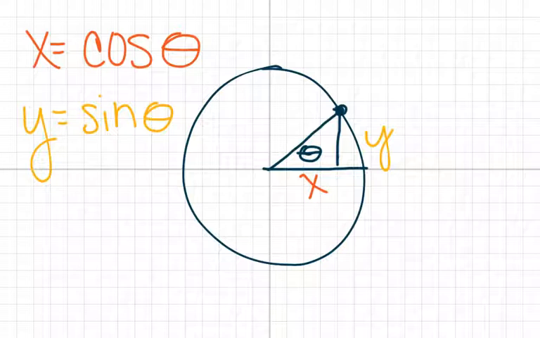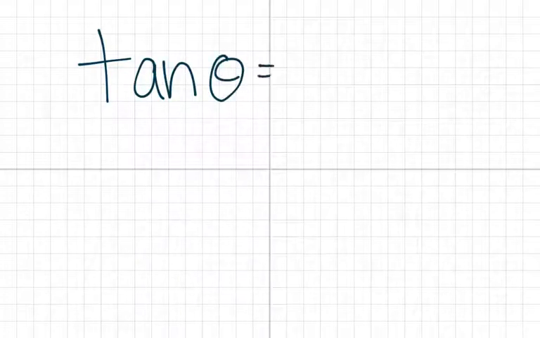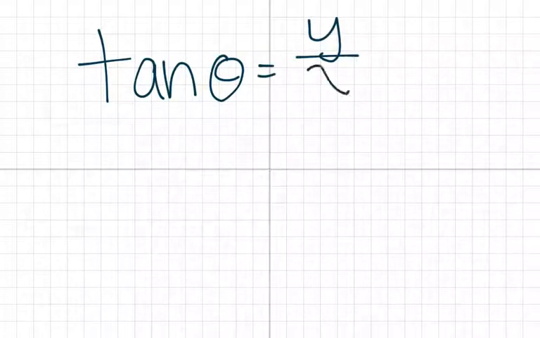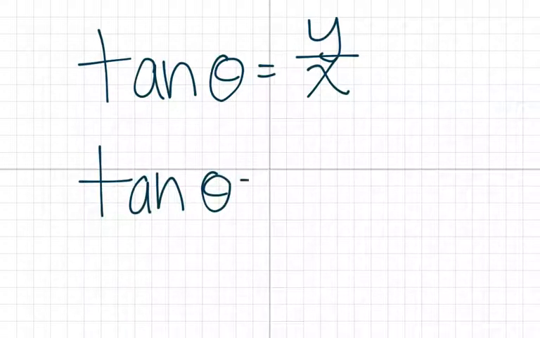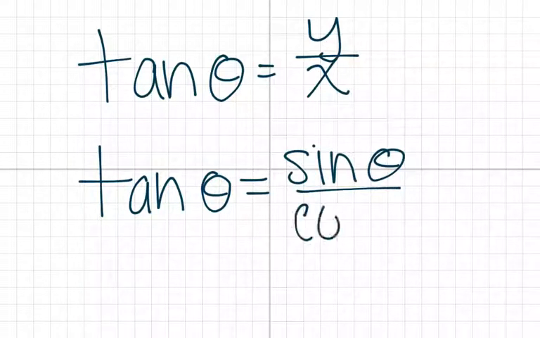Similarly, we're going to define our tangent function in terms of x and y. In fact, tangent theta equals y over x. Now, since tangent of theta equals y over x, and y equals sine theta, and x equals cosine theta, we can write tangent in terms of sine and cosine.